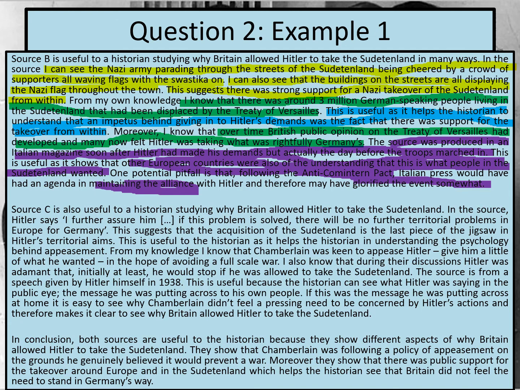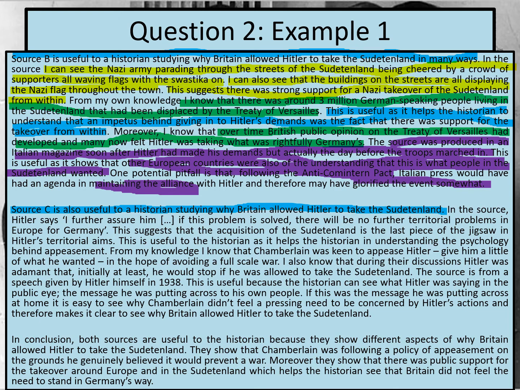Do you remember in that first source, I've used the source. I have also given knowledge. I've made reference to the question in several places, including at the very beginning. I've done that in a couple of places. And I've also made reference to the provenance all the way through the source there. So source C is also useful to a historian studying why Britain allowed Hitler to take the Sudetenland.